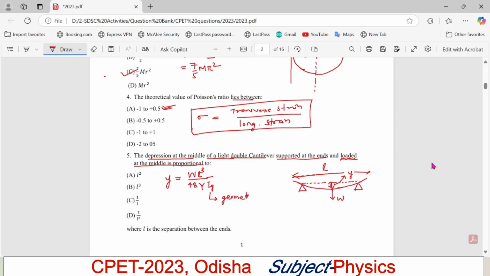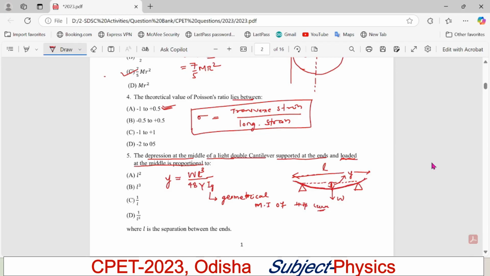Geometrical moment of inertia. Okay, here geometrical moment of inertia means, see, geometrical moment of inertia of this curve. Okay, so this is the curve. Its geometrical moment of inertia is your Ig.